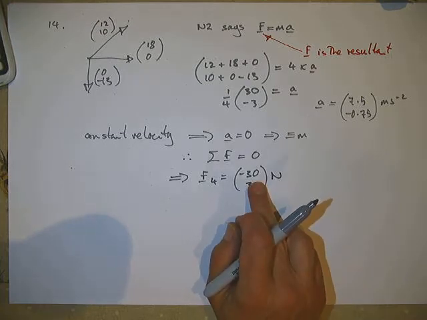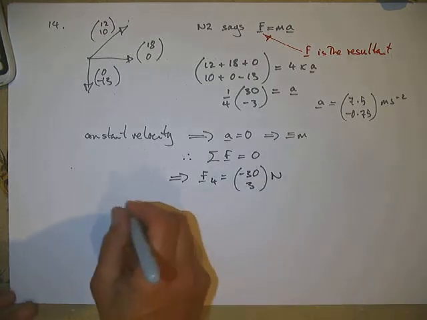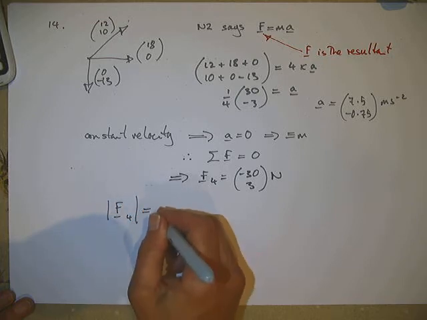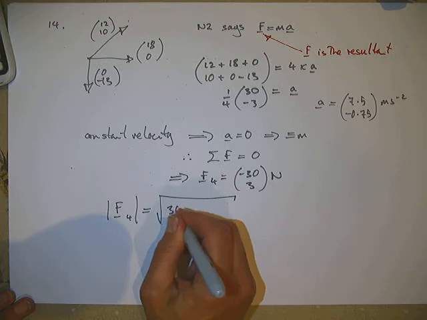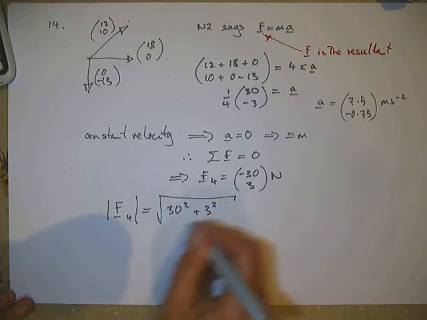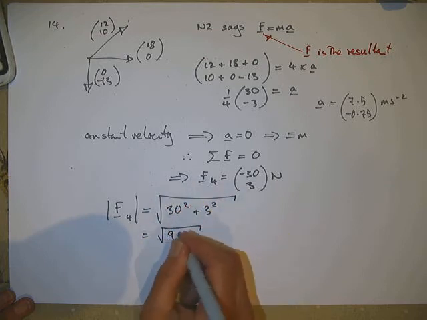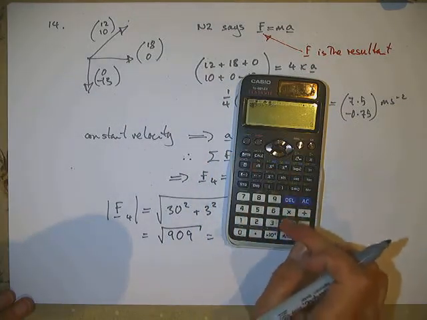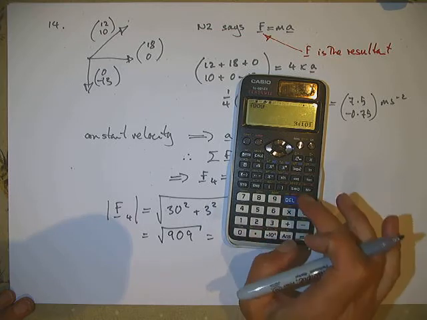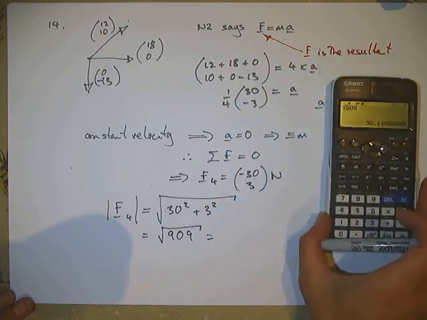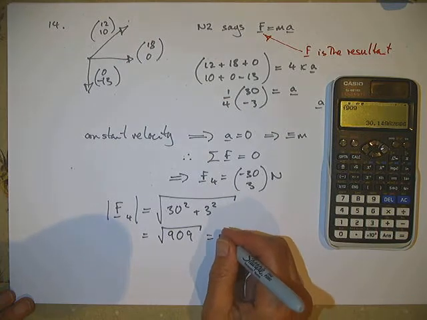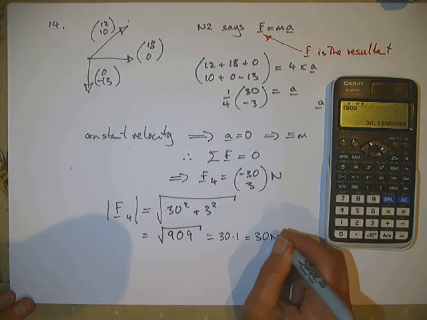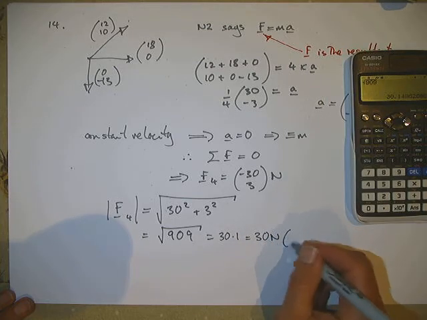Excellent. Oh no, because it wants the magnitude of the force. Right, we're lazy mathematicians. The magnitude of F4 is the square root of 30 squared and 3 squared, which is the square root of 909, which can't be any different from 30, can it? Let's have a look. 909, 30.1, 2 sig fig. I'll write it as that. But 2 sig fig, that's 30. Write that answer, 2 sig fig.